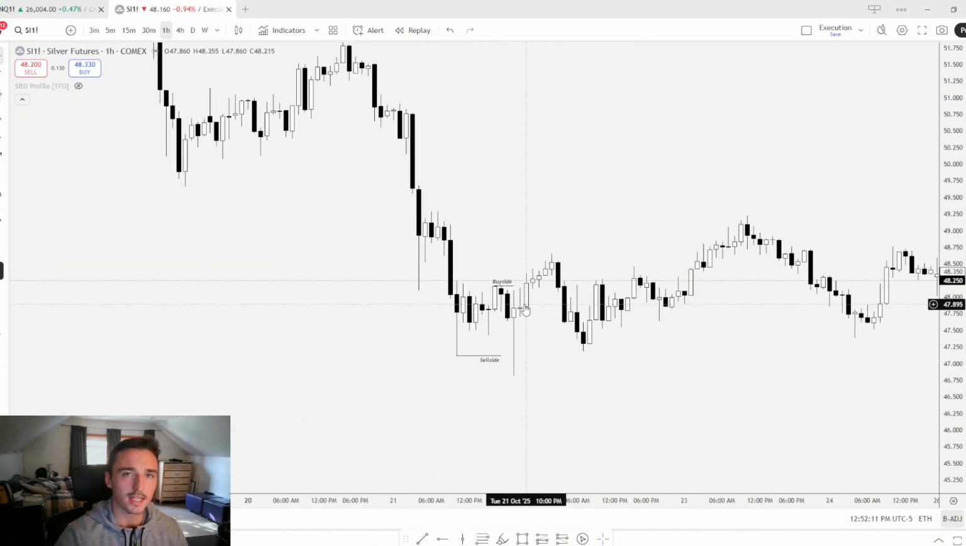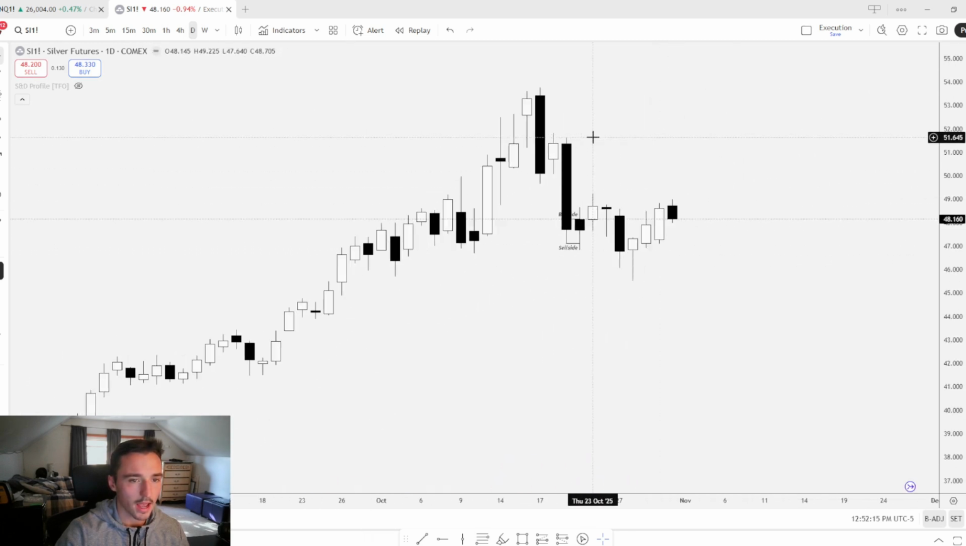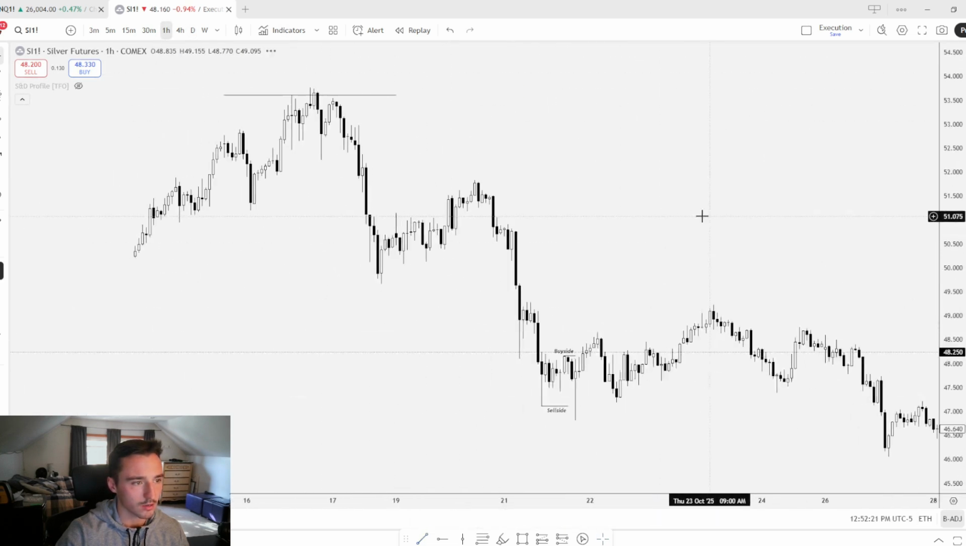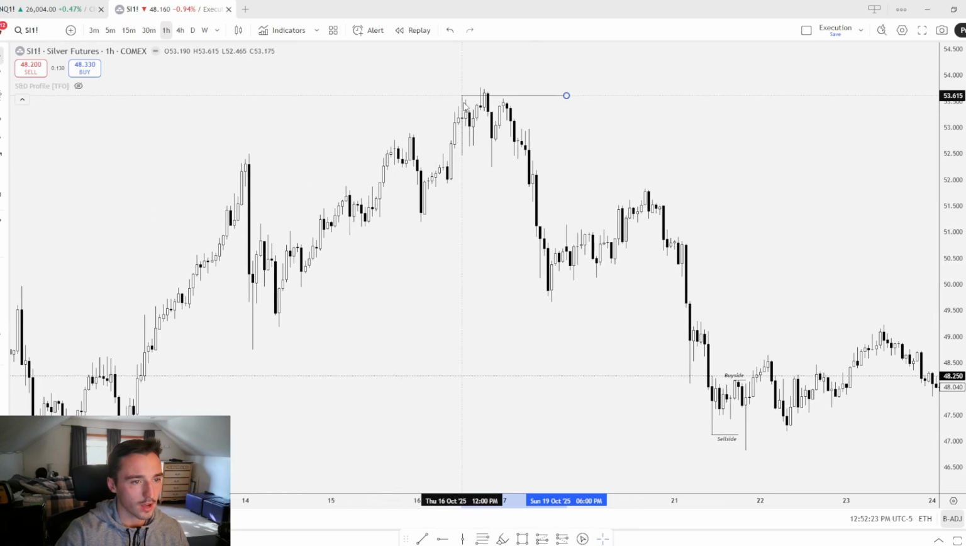So if there's no identifiable swing high, like if we go to the daily and there's no swing high up here, right? We're at all-time highs. We can mark this off, go down to the hourly chart, and we have a swing high on the hourly time frame, right? So this is a buy side liquidity raid, right? So this becomes sell side.